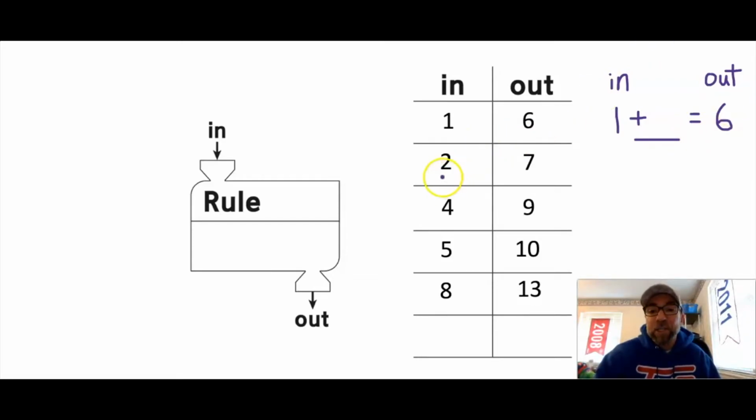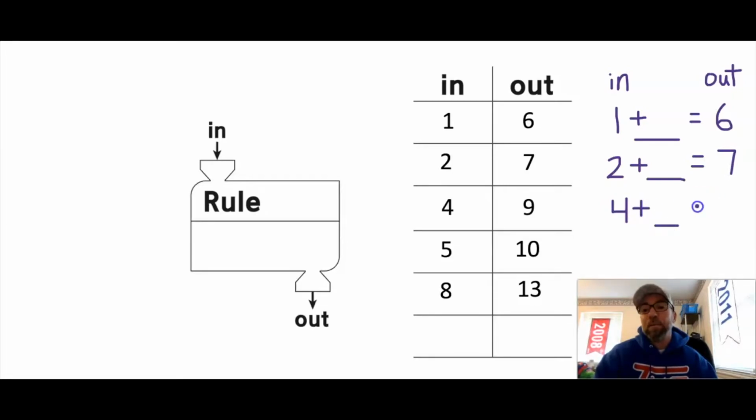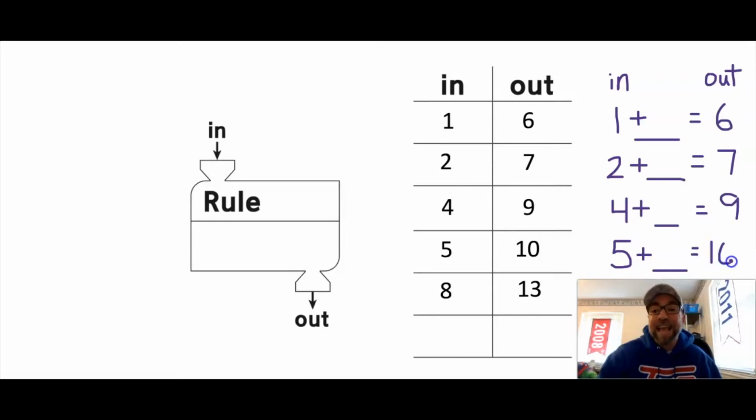Next one, we start at 2. 2 goes in. What do we add to get to 7? And then 4 goes in. What do we add to 4, so that out pops the number 9? So you can see that we have number models. Our in and out numbers will go together. Here's one we should definitely know. In pops a 5. What do we have to add to 5 to get 10? Oh, that's a friend of 10.